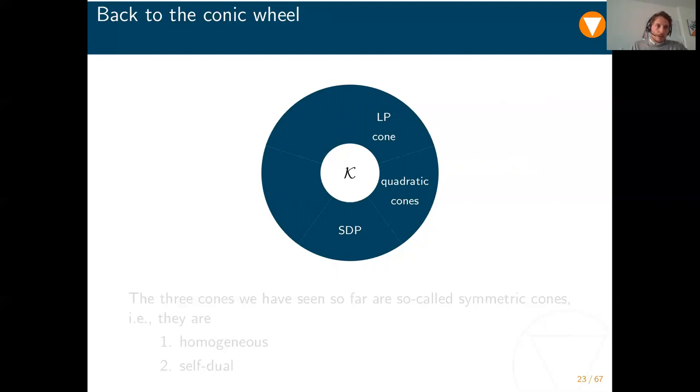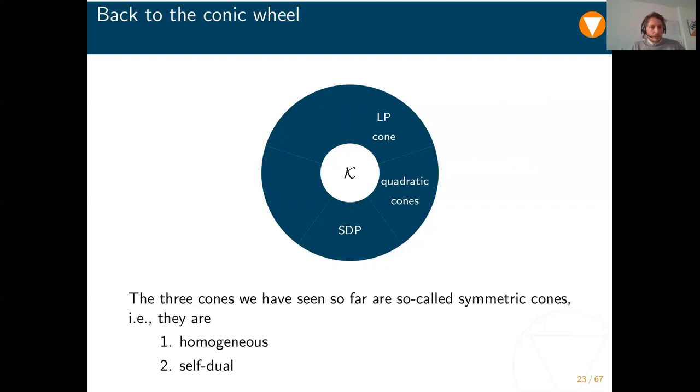And now an important fact, which I'm not going to go through formally, but which will be important later on, is that these three cones are so-called symmetric cones. There are some properties that you can define for cones, for example, homogeneity and self-duality, which I did not write down formally, because I don't think it's important for this talk. We will see self-duality at some point, but for now it's not important. What is important to remember is that the three cones we have seen so far are so-called symmetric cones, which, as we will see later, is somehow desirable.